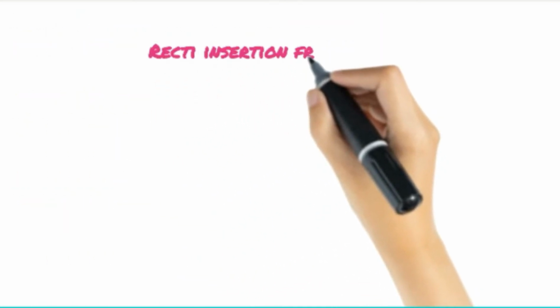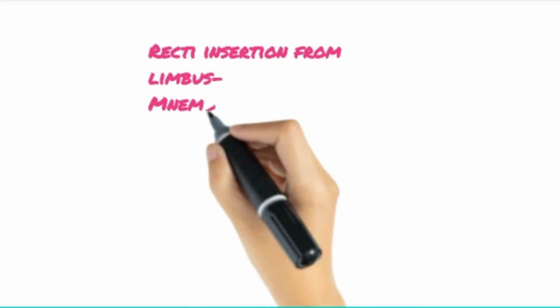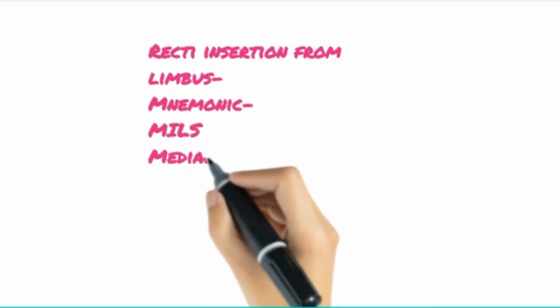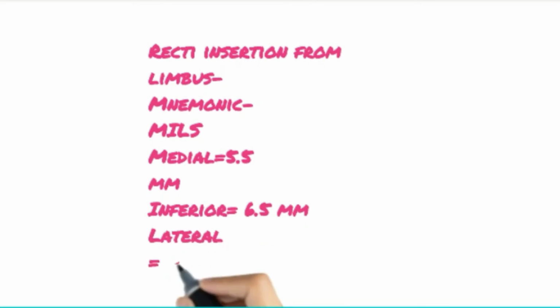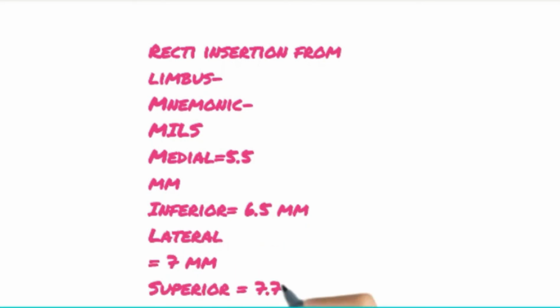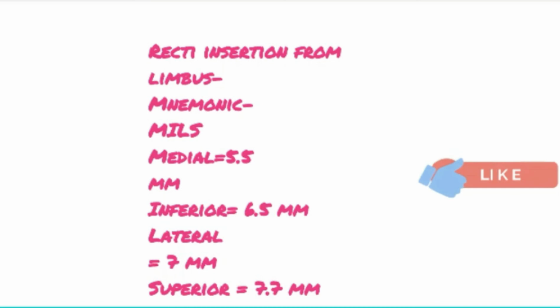Now, recti are inserted from the limbus. The distance is remembered by the mnemonic MILS, that is medial rectus is 5.5 mm, inferior is 6.5 mm, lateral 7 mm, and superior is 7.7 mm.